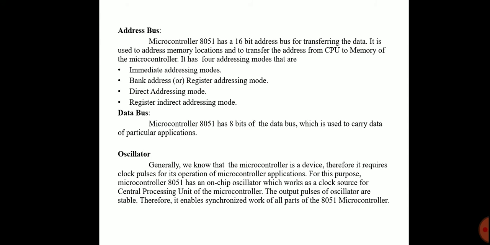And then the oscillator. The oscillator is a device in the microcontroller, which requires clock pulses for its operation. For this purpose, the 8051 has an on-chip oscillator which works as the clock source for the central processing unit of the microcontroller. The output pulses are stable, therefore they enable synchronized work of the parts of the 8051 microcontroller.